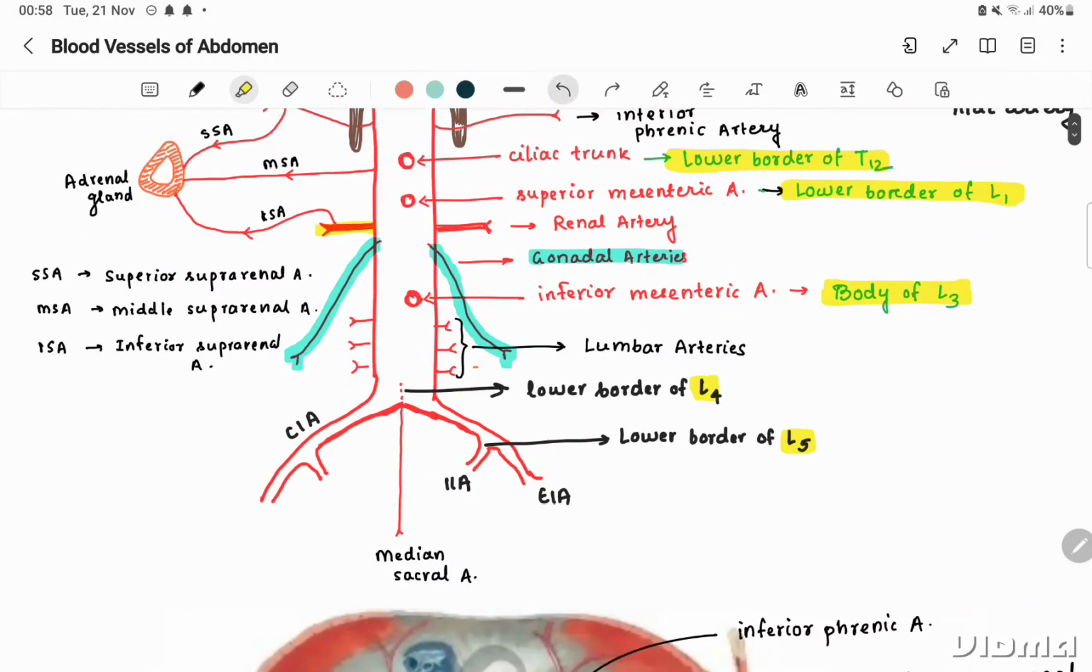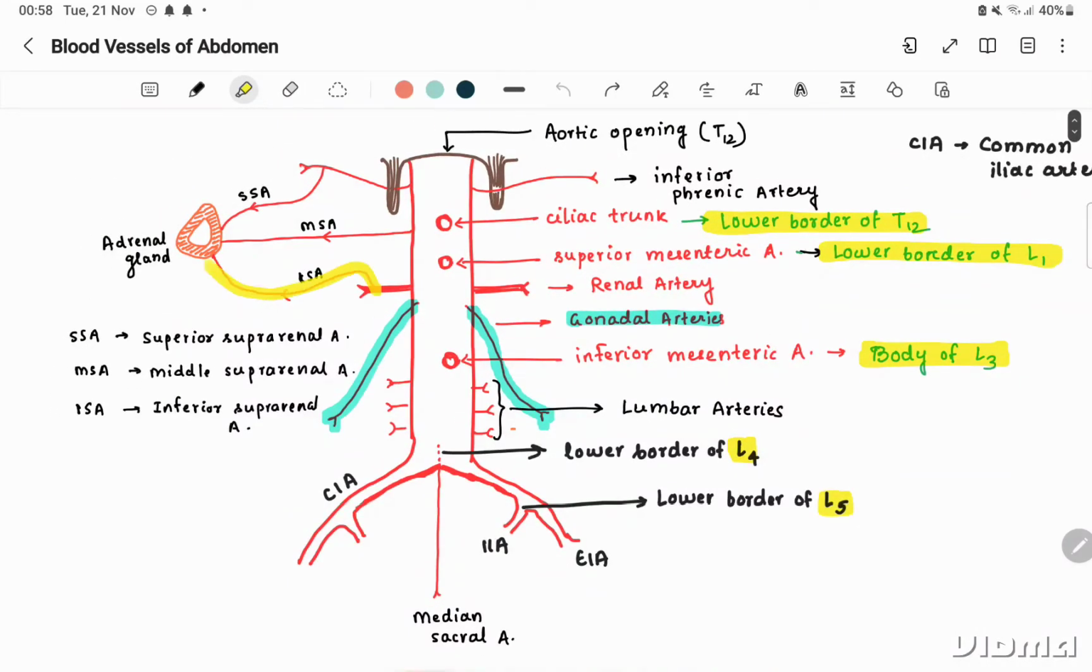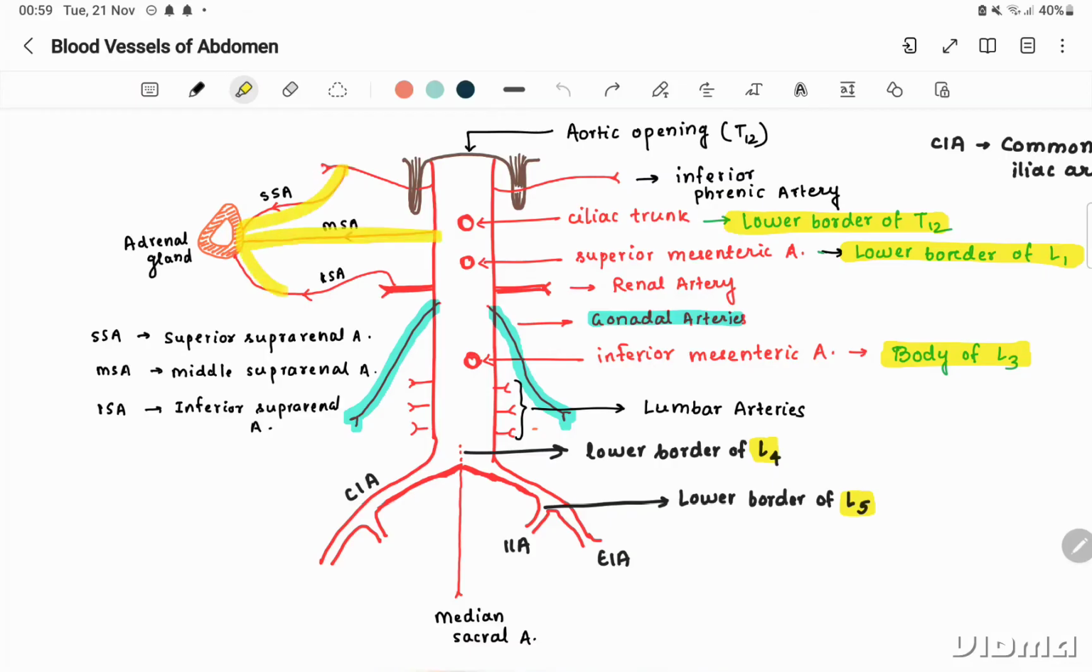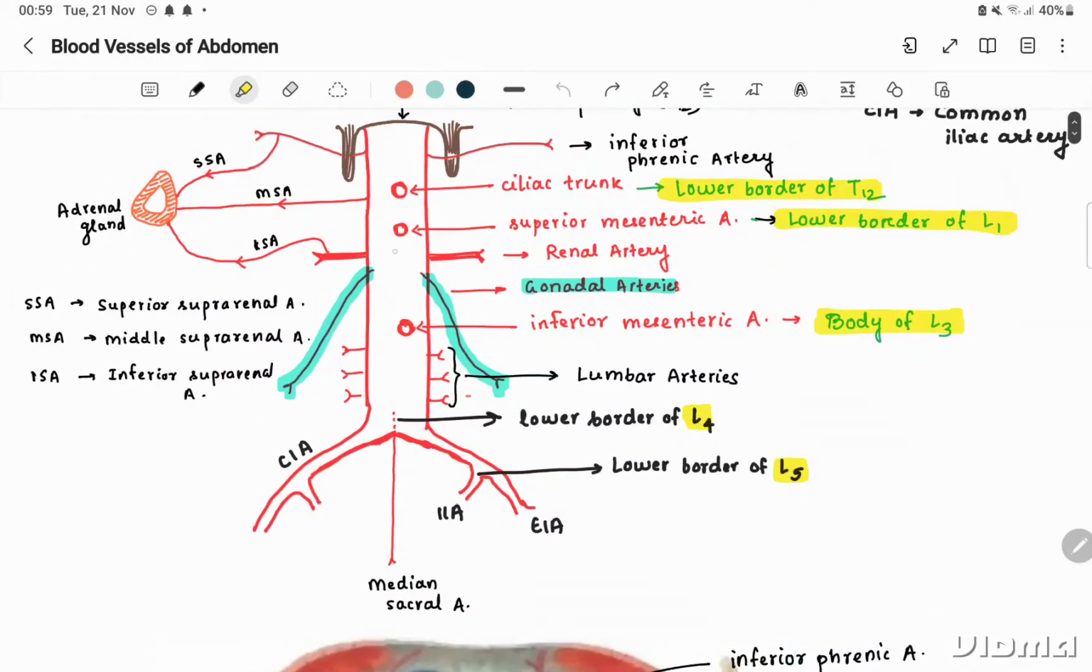Then we have the renal arteries, 2 renal arteries. These are the renal arteries, and from this renal artery you have our inferior suprarenal artery. So the inferior suprarenal artery is a branch of your renal artery. Your middle suprarenal artery directly arises from the abdominal aorta, and the superior suprarenal artery arises from the inferior phrenic artery, and these three arteries are going to supply the adrenal gland. Did you understand this? Let's move ahead.